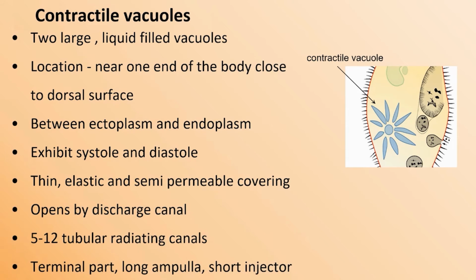Connected to each contractile vacuole are 5 to 12 tubular radiating canals, each consisting of a terminal part, a long ampulla which collapses when empty, and a short injector canal which opens into the vacuole. The canals communicate with a large part of the body, from where they take up liquids and pour them into the vacuole, which is thus reconstituted and grows in size.